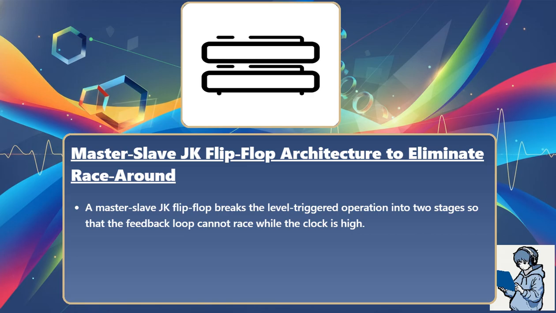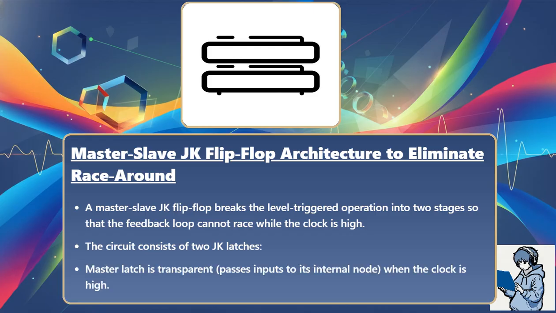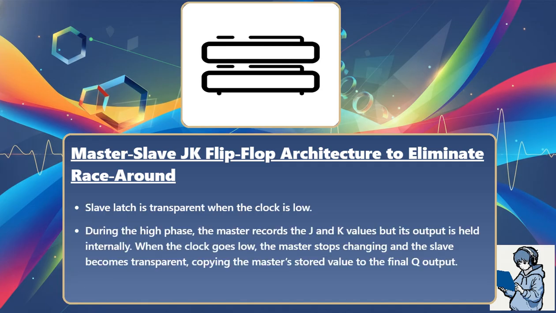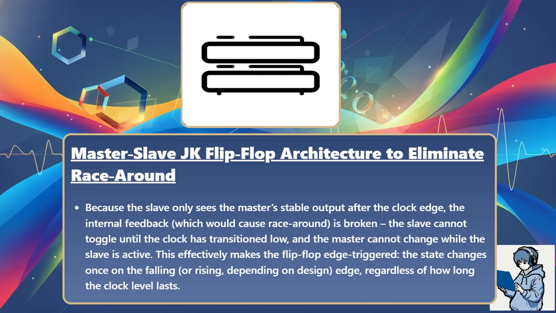A master-slave JK flip-flop breaks the level-triggered operation into 2 stages, so that the feedback loop cannot race while the clock is high. The circuit consists of 2 JK latches. The master latch is transparent, passing inputs to its internal node when the clock is high. The slave latch is transparent when the clock is low. During the high phase, the master records the J and K values, but its output is held internally. When the clock goes low, the master stops changing and the slave becomes transparent, copying the master's stored value to the final Q output. Because the slave only sees the master's stable output after the clock edge, the internal feedback which would cause race around is broken.